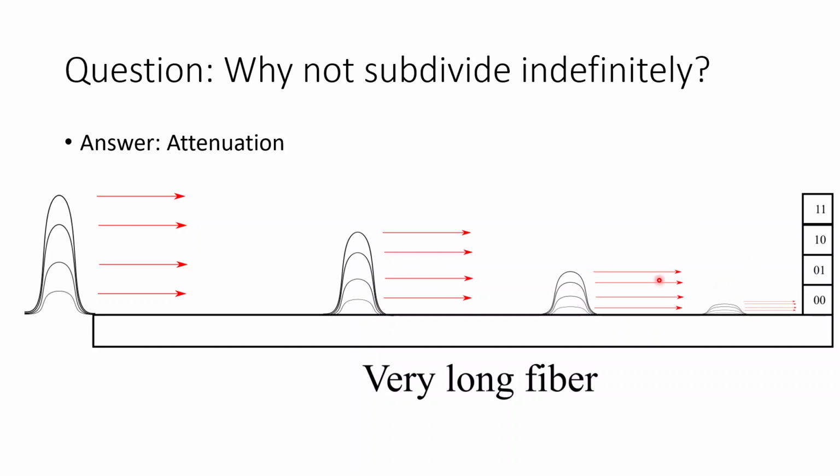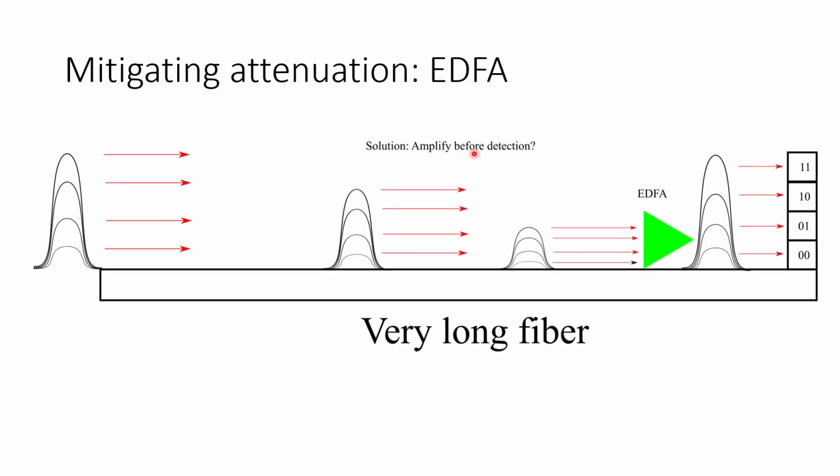So a lot of fiber optic engineering is actually about trying to mitigate this kind of loss in order to ensure that we have clearly distinguished levels over here at the other end. One way we can mitigate this is by using an EDFA, or erbium-doped fiber amplifier.